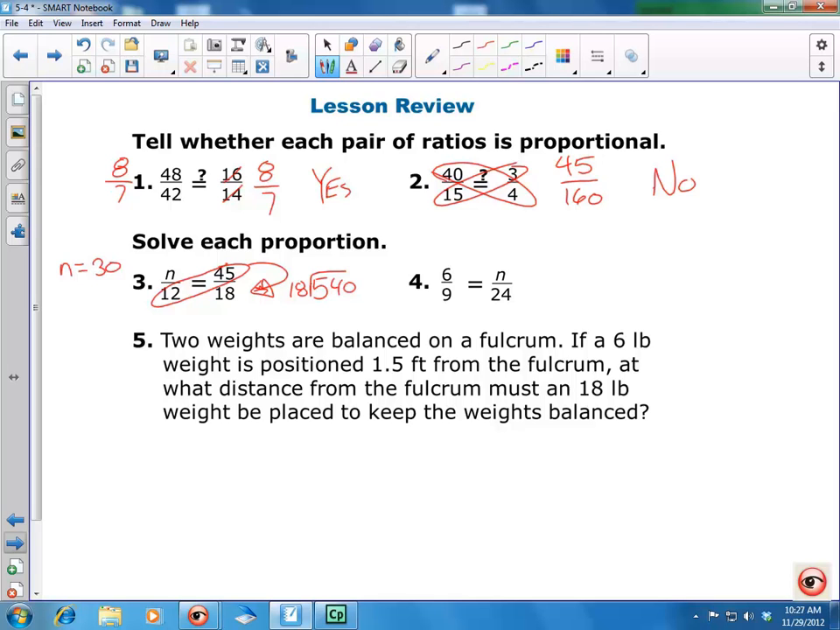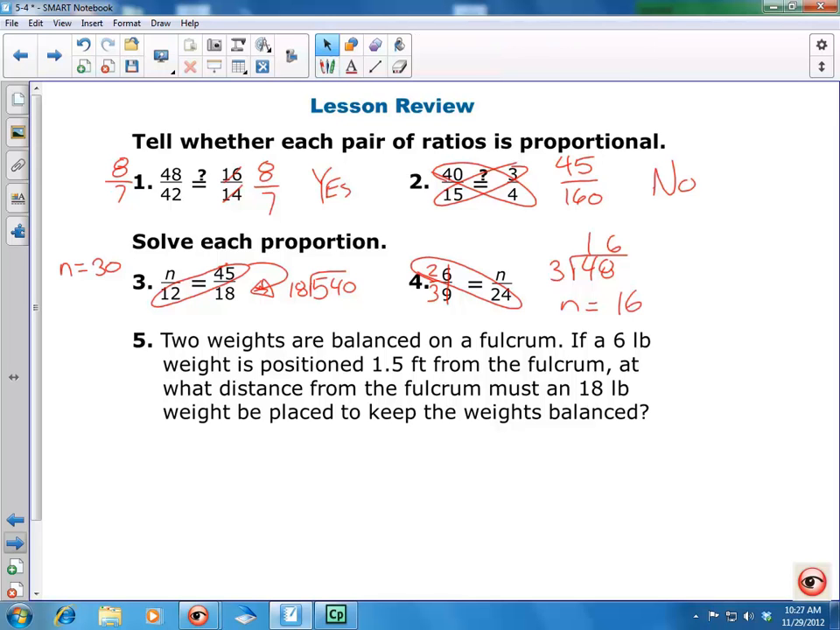The same way like here on number 4, if you wanted to. I know that 3 goes in both those, so we could make that 2/3. Now I can cross multiply 2 times 24. Yeah, gives us 48. Divided by 3 gives you 16. So I know on that one that n is going to equal 16. Okay, pretty simple. But that's how you solve those. Remember, cross multiply, divide, that'll give you your answer.